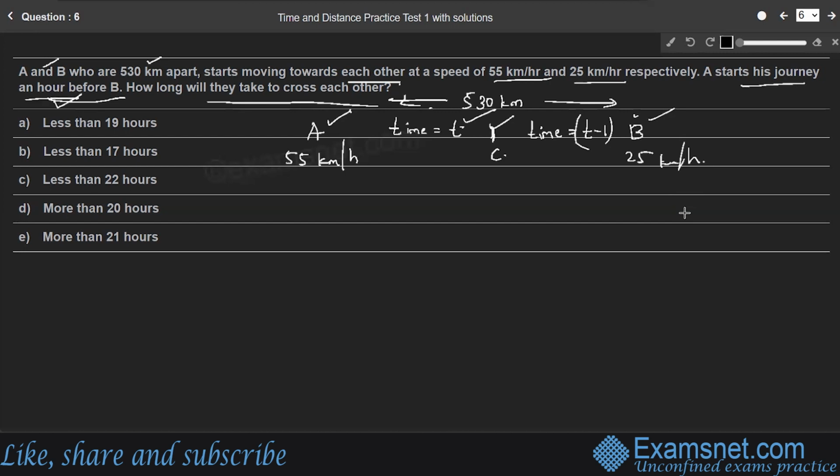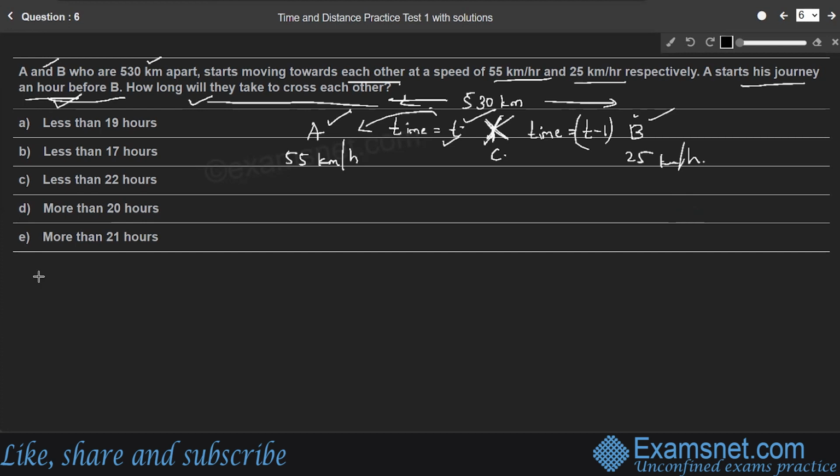Therefore, what is to be calculated here? How long will they take to cross each other? Exact time we cannot calculate here, because A starts 1 hour early. So we need to calculate, when they cross each other, what is the time taken by them. For that, we'll consider first the time taken by A to reach C.